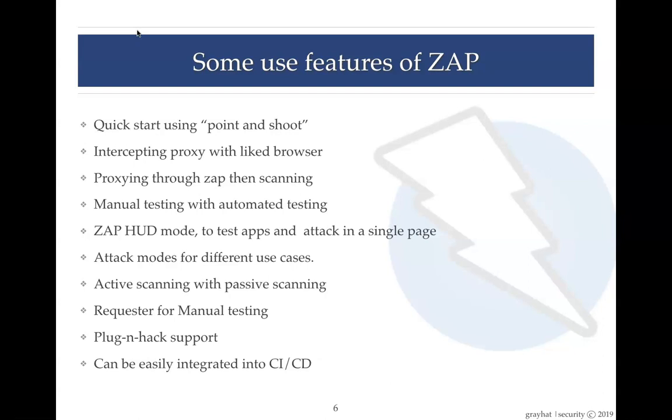This is the feature called point and shoot. You only put the URL of the website or the link of the web application, and just click attack, and it will be doing everything from passive scanning to active scanning, fuzzing, and so on by itself. So this is the attacking mode inside the ZAP tool. You can use it and just point and shoot, and everything will be done by ZAP itself.